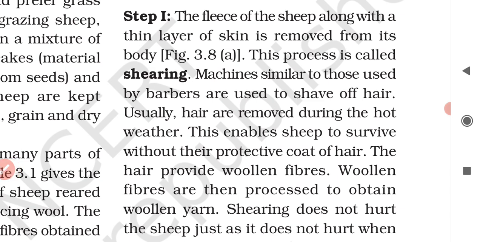And this shearing process is done by using a cutting machine, which is also used by barbers. The hair of the sheep is cut off by using a cutting machine similar to that used by barbers. Are you getting it? And in the shearing process, the sheep does not get hurt. Why? Because the uppermost layer of the skin of the sheep is dead.